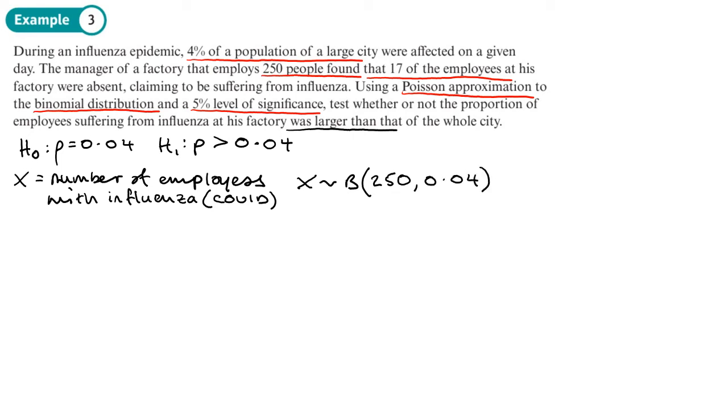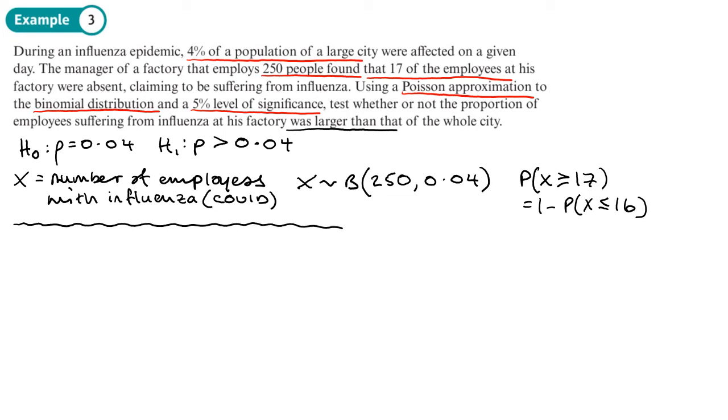And what we want to find, since this is an upper tail test, is what's the probability that 17 or more of his employees have got influenza. Okay, so that's the binomial part, and I suppose we could then say, right, well, that's going to be 1 minus the probability of x less than or equal to 16. So the rest of the question, we're going to take those values and we're going to do a Poisson distribution.